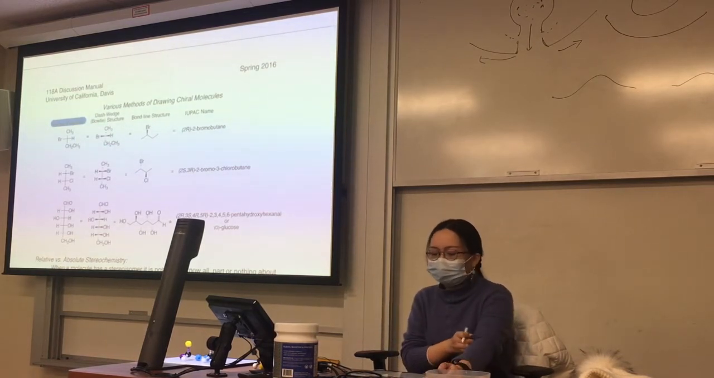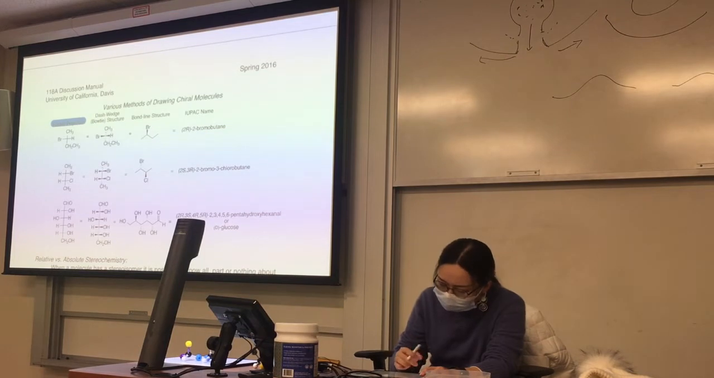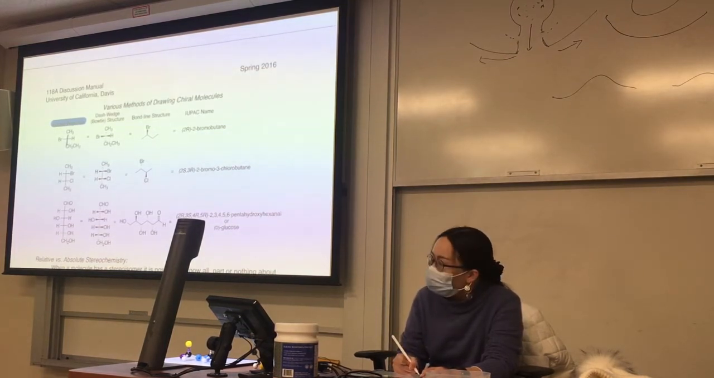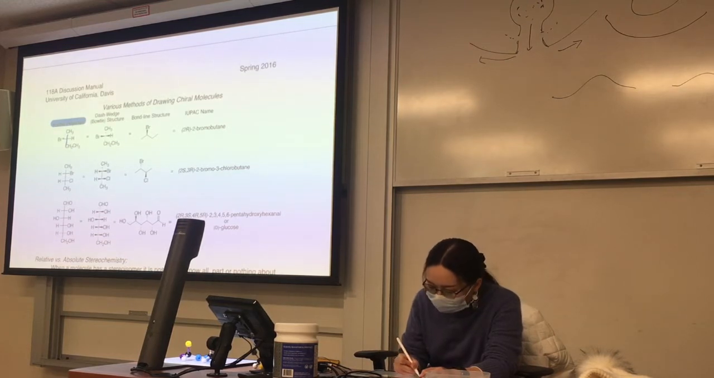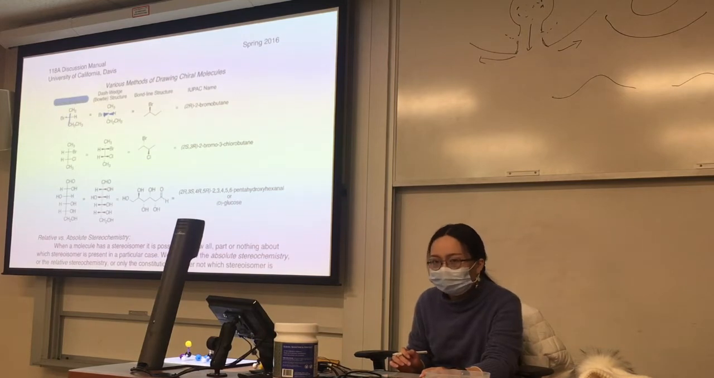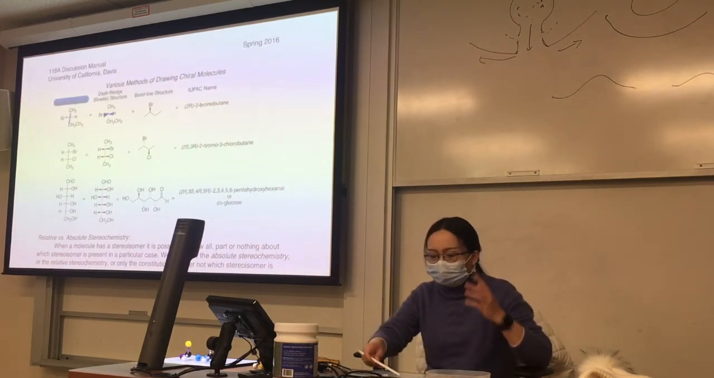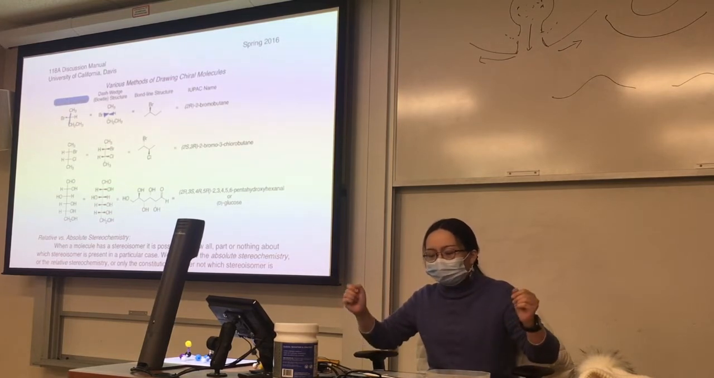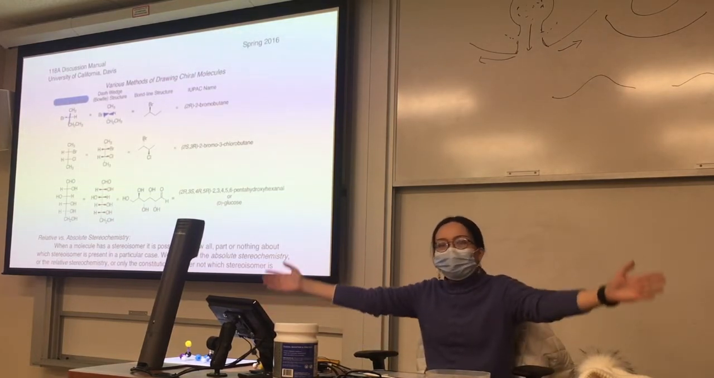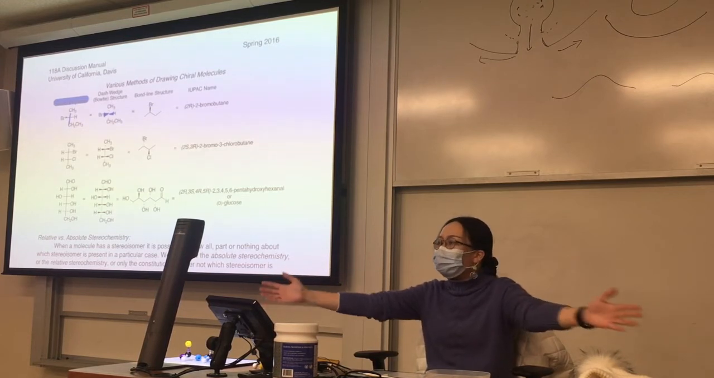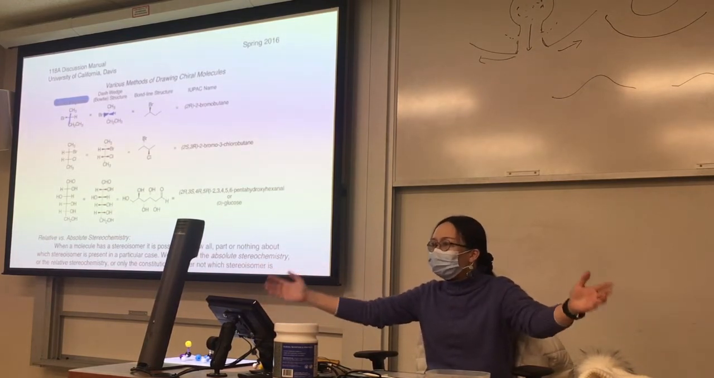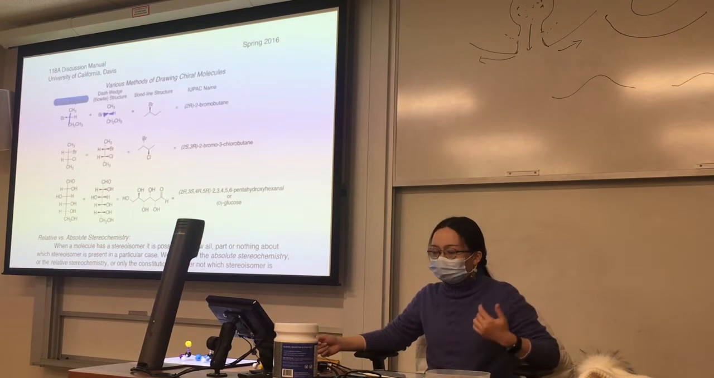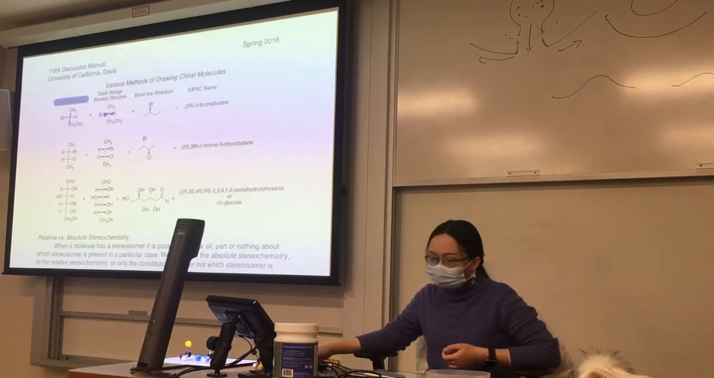So for the Fischer projection, the trick is that all the vertical lines are dashed and all the horizontal lines are wedged out. The examples are shown here. So how to remember this? Can you do it the other way? No. You can imagine all the horizontal ones are hugging you, so they are wedged out. All the horizontal ones are hugging you. That's how you remember this.